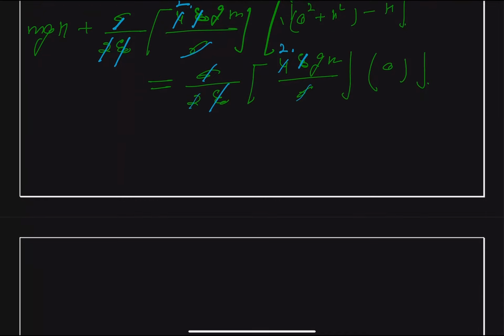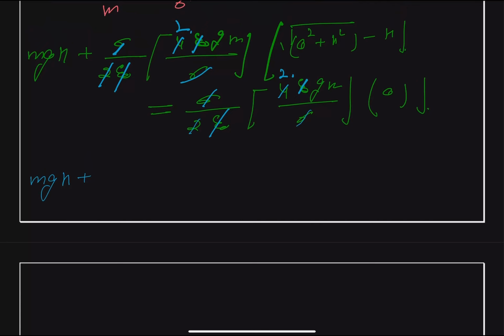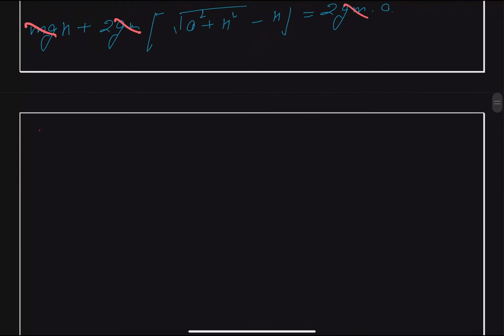Therefore we can write that our mgh plus we are left with 2gm, and we have our square root of a square plus h square minus h, is equal to 2gm multiplied by a, and here our mg cancels out, so we get h plus 2, and we can just open the bracket, we get the square root of a square plus h square minus 2h is equal to 2a.